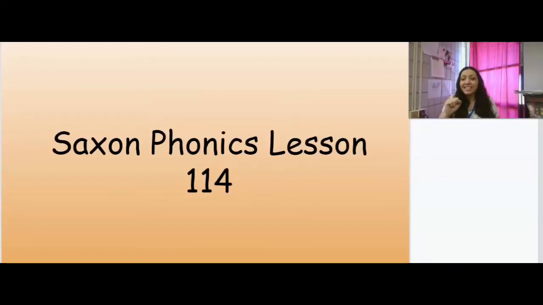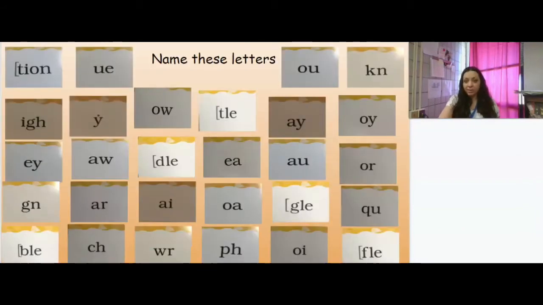Good morning, guys. So we are ready for Saxon Phonics lesson 114. All right, and today we're going to do something special. We're just going to jump around, and when I point at them, so we're not doing them in order, we're going to say the letter card name. Are you ready? So if I circle this one, it's vowel Y.